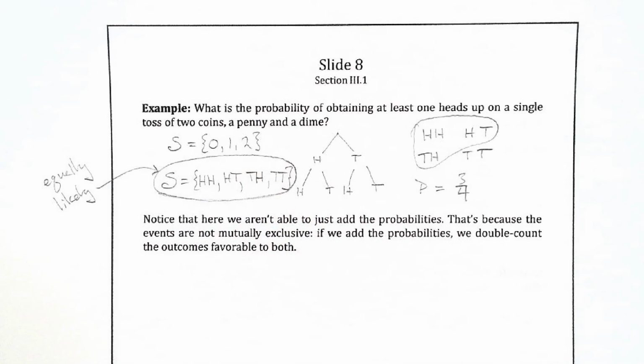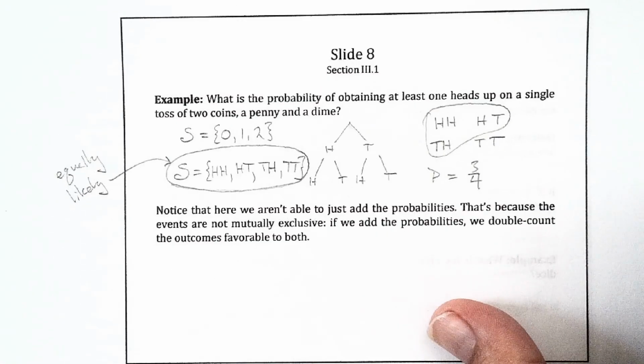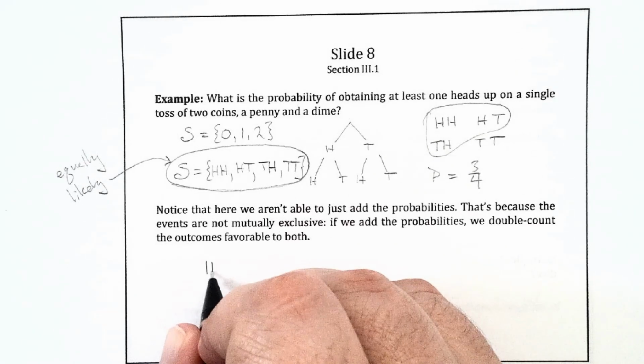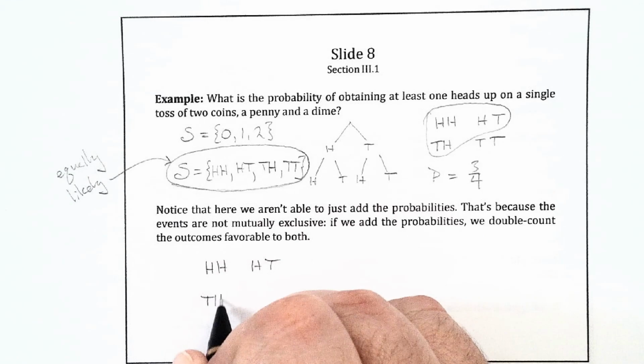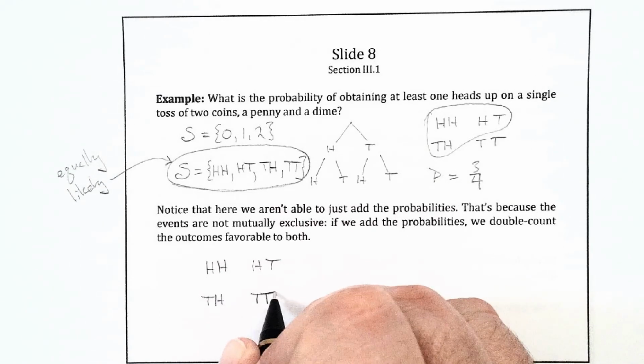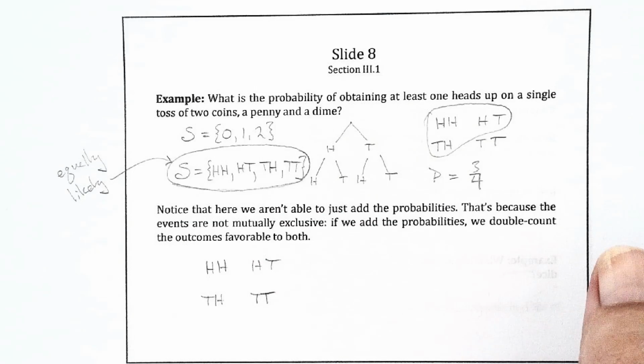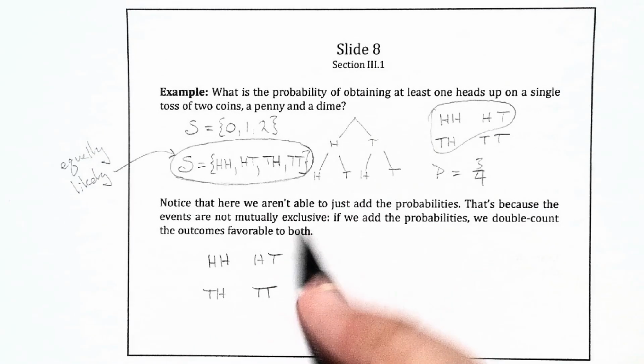So when you toss 2 coins, there's 2 different ways of getting the heads and the tails. So you're more likely to get heads, tails than you are to get tails, tails, for instance. Now, notice that in this problem, we're not able to just add the probabilities. So let me rewrite my Venn diagram here. Heads, heads, heads, tails, tails, heads, tails, tails.